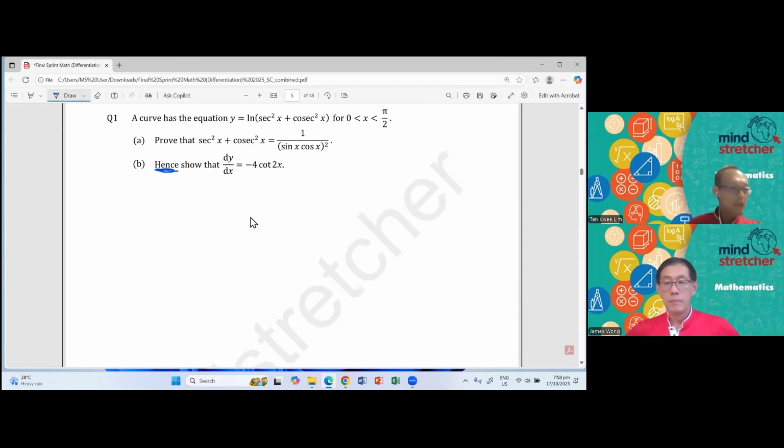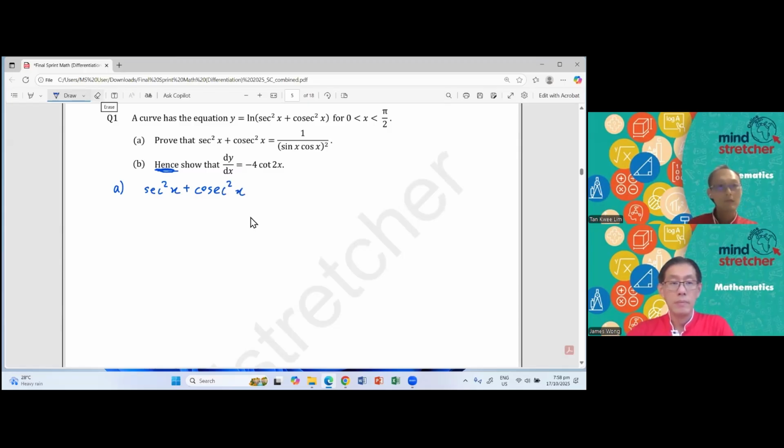Okay, so part A. For this, we can consider doing it from the left-hand side because this looks more complicated as compared to the right-hand side. So we will usually work the question for proving of trigonometric equations from the side that is more complicated, right? So secant square x plus cosecant square x.